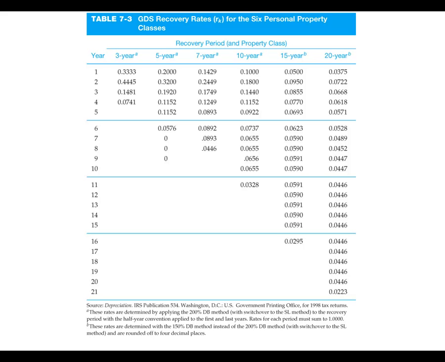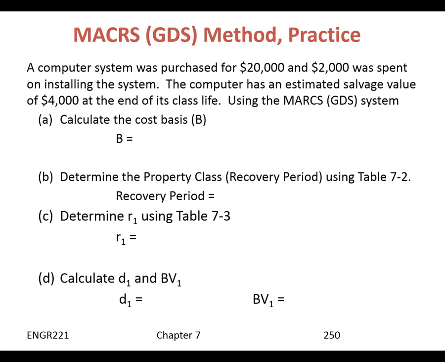Okay, so since this is more relevant, we'll actually work through this example here. We've got a computer system that was purchased for $20,000, and an additional $2,000 was spent getting the equipment installed and put into service. At the end of the project, the estimated salvage value is $4,000. We'll use the GDS system here to go through and find out how much the depreciation should be.